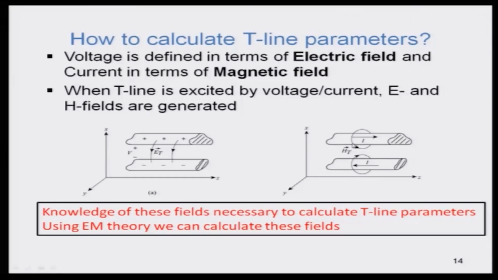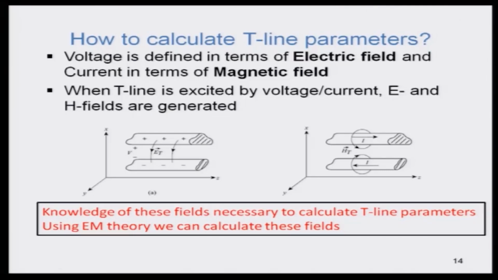To obtain the characteristic impedance, we have to relate the voltage V to the generated electric field, and the current I to the generated magnetic field. One cannot do so, that is, one cannot understand the electric and magnetic fields, unless one studies electromagnetic theory.